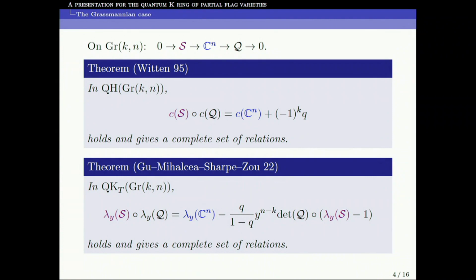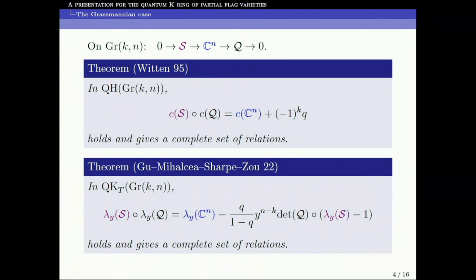On the Grassmannian, we have this tautological short exact sequence. And if you want to get a presentation for the cohomology or the K-theory, you just need to consider the Whitney relations given by this short exact sequence. Now, when we go to quantum cohomology or quantum K-theory, these Whitney relations get deformed, so we need to find out what they deform to.